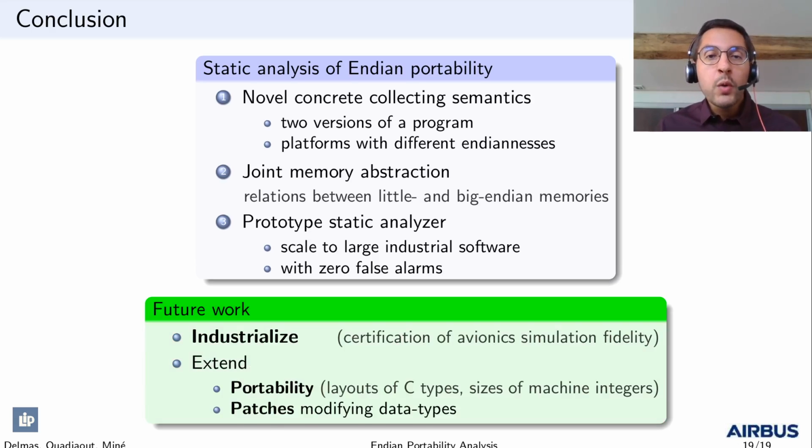For future work, we plan to industrialize this analysis as a means to address avionics certification objectives related to simulation fidelity. We also plan to extend our analysis to further portability properties, such as portability between different layouts of C-types or sizes of machine integers. We also want to analyze software patches modifying data types, as we think our shared B-cell approach should be successful.